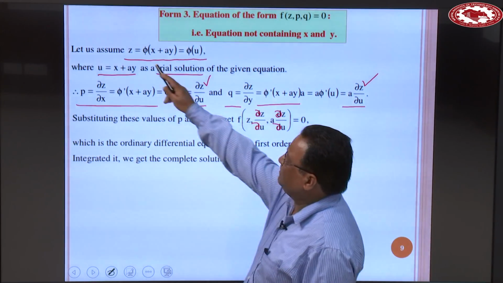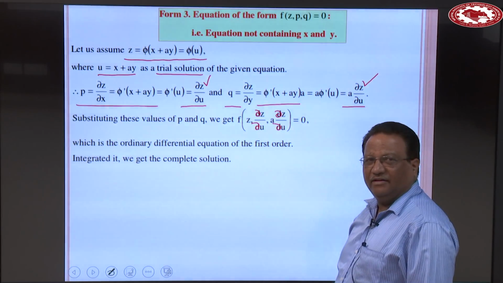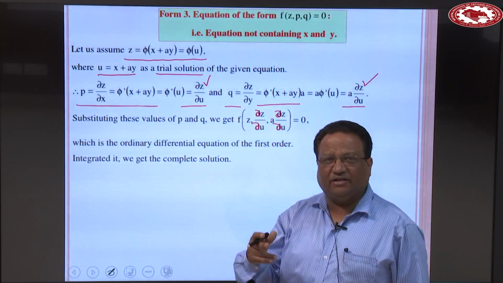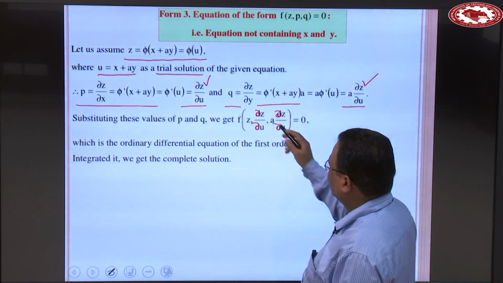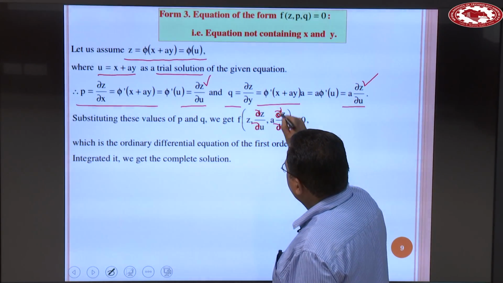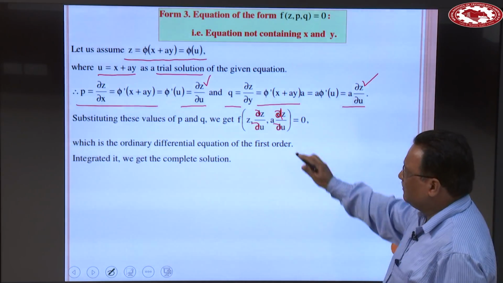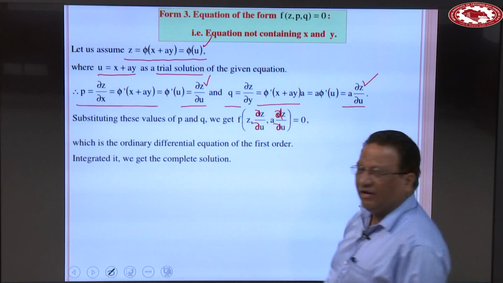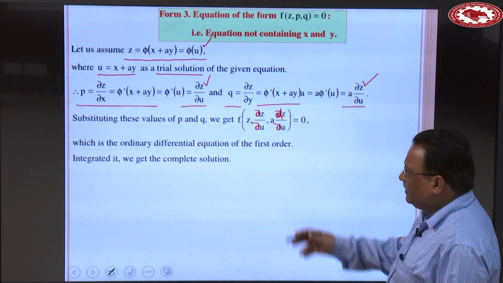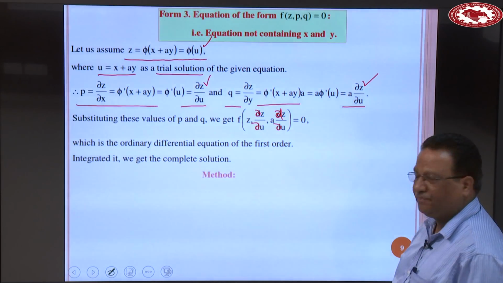So when z is a function of only one independent variable, then we cannot write curly z over curly u. This one is okay: dz over du. This one is correct, right? Because z is a function of only one independent variable, which is the ordinary differential equation of first order. Integrating it we get the complete solution, clear?